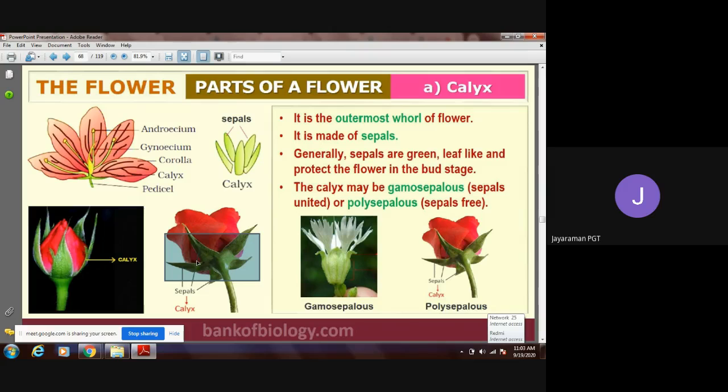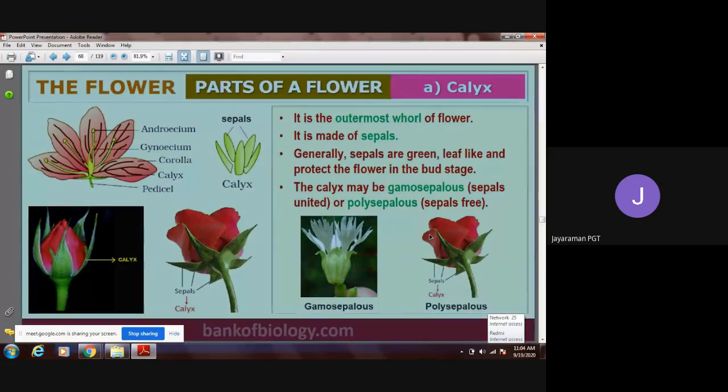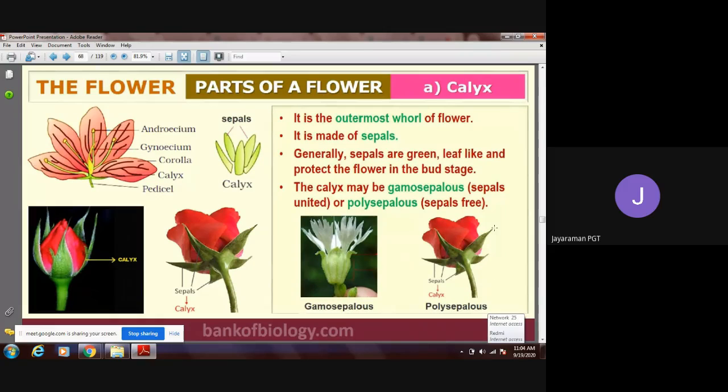The sepals are not attached to each other. You can see the rose bud, it's very clear. The sepals are not attached to each other. This type of sepal is known as polysepalous. In the last picture also you can find the sepals are free. Most of the flowers you can find are of this type. Most flowers are polysepalous. Sepals are not joined together.